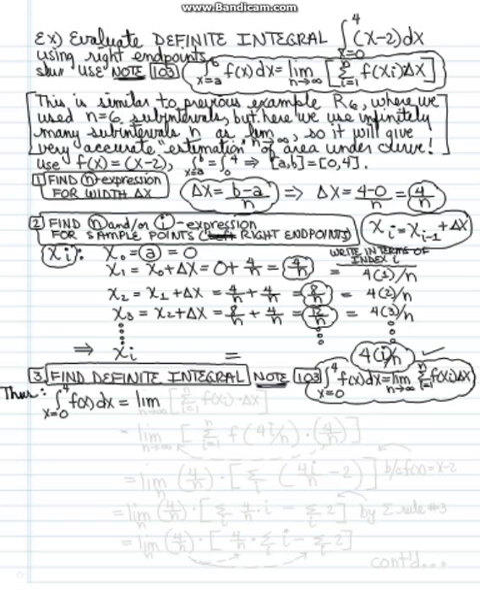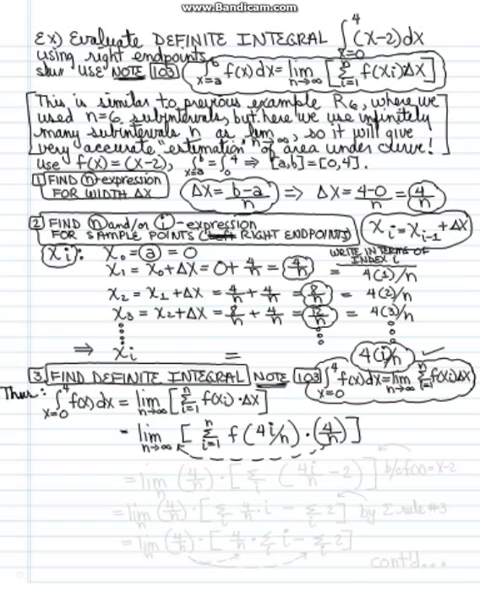Let's use that. Thus, here we have the integral from x equals 0 to 4 of f of x dx equals a limit of the sum of f of x sub i times delta x. Now replace x sub i with the general statement 4i over n. That's what we saw in step 2. Then replace delta x with what we got in step 1. It's 4 over n.